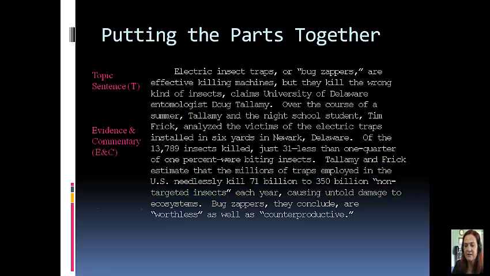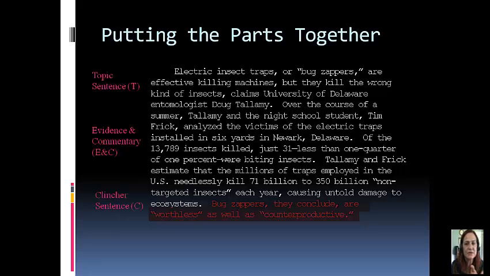Then we come to the clincher sentence, which refocuses. Okay, we start out with this idea. We go down to the example, all the statistics, all of the reasoning, and then we come back to the main idea with your clincher sentence: bug zappers, they conclude, notice your transition, they conclude. Bug zappers, they conclude, are worthless as well as counterproductive. Okay, so we have all these parts of our paragraph. We have a topic sentence, we have our evidence and commentary, we have our clincher.